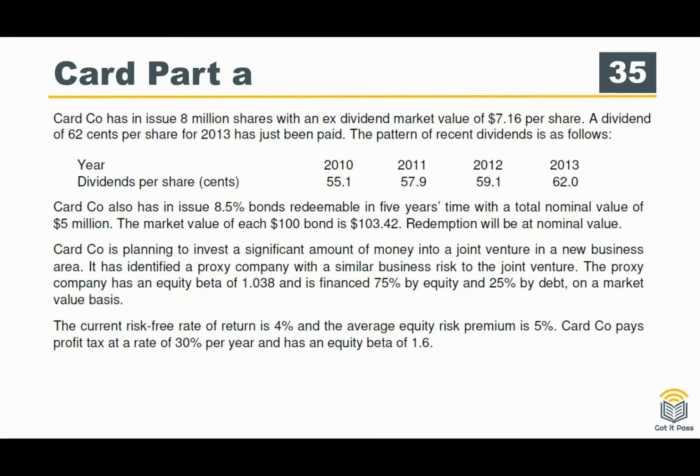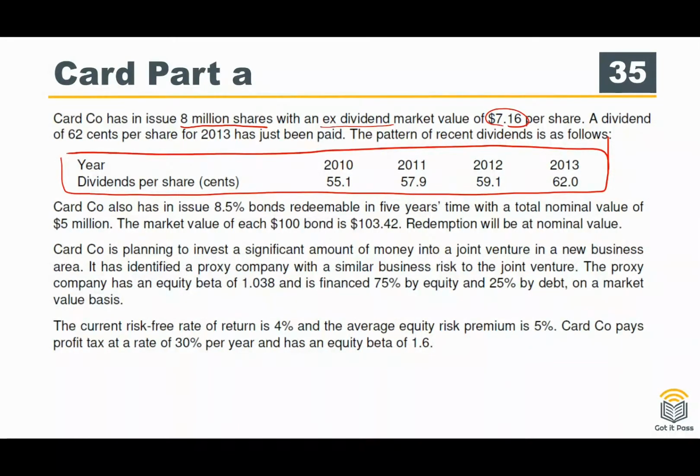Okay. So here, this company, Card company, issued 8 million shares, and the market value per share is $7.16, which is an ex-dividend price. A dividend of 62 cents per share was just paid, and the pattern of recent dividends is illustrated in the table here. And the company here is about the equity.